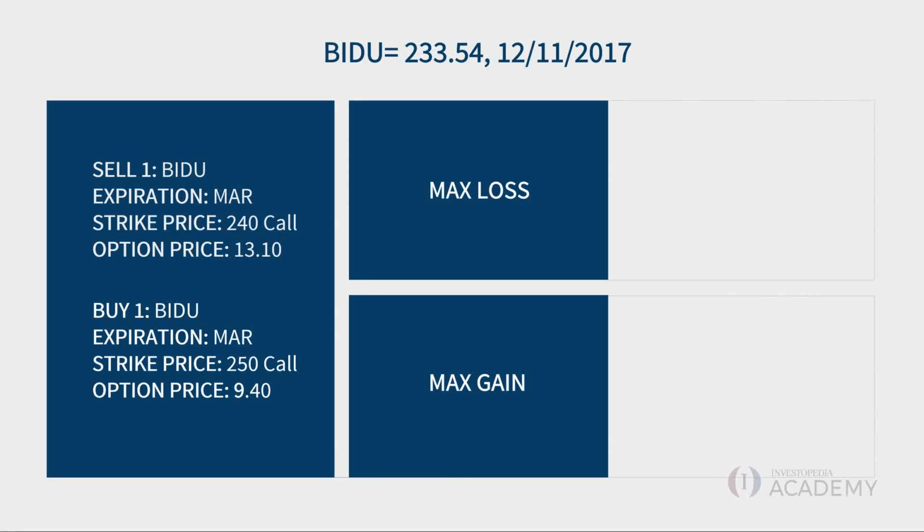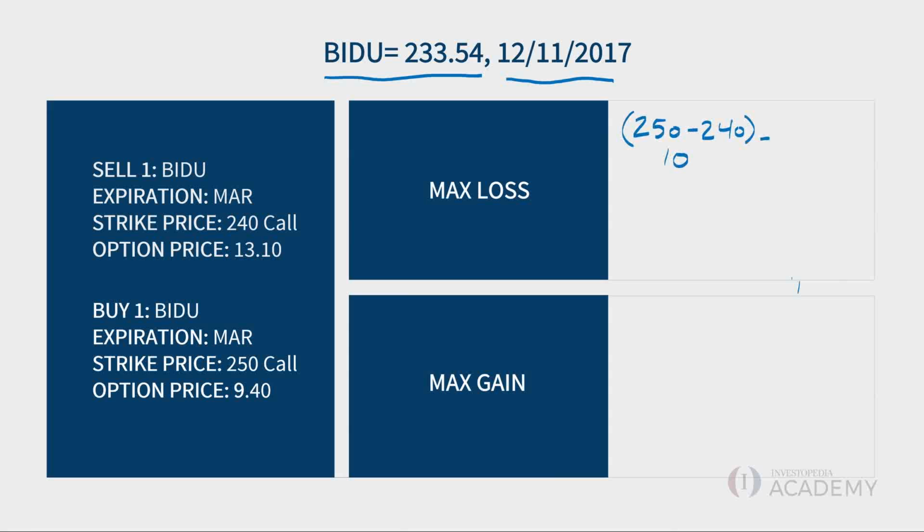So let's go ahead and calculate our max loss and our max gain. This is Baidu. At the time of trade, Baidu is trading at roughly $233 a share, on December 11th, 2017. To calculate max loss, remember, you're going to take the difference in the strikes, so 250 minus 240. So it's going to be 10. And then you have to subtract the premium that you earned, which is 370.